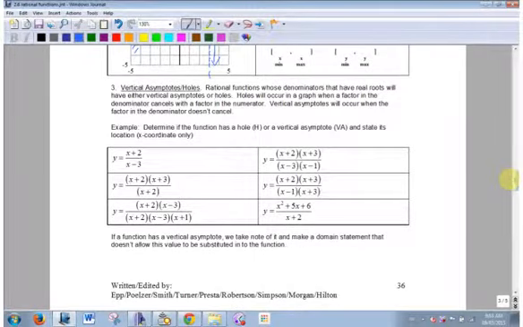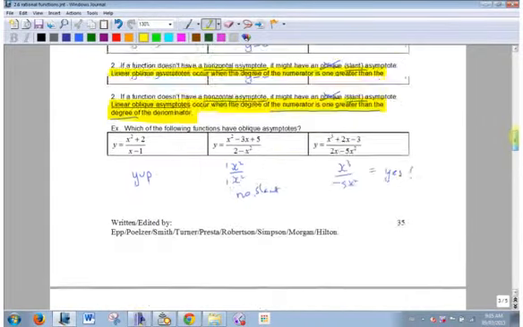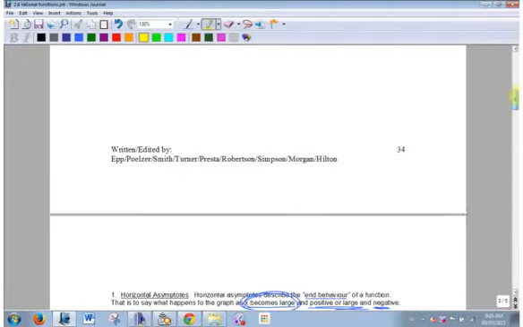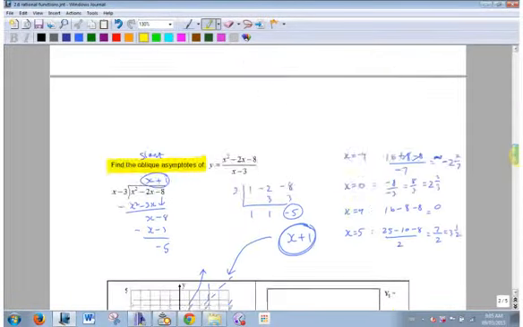Vertical asymptotes and holes. Let's dig into this a little deeper. Rational functions whose denominators have real roots will either have vertical asymptotes or holes. Holes occur when a factor cancels with a factor in the numerator. I already showed you one. Let's go have a look at it again. There it is. Did this thing cancel with that one? Yes. We ended up with a hole. Okay? So that's consistent.